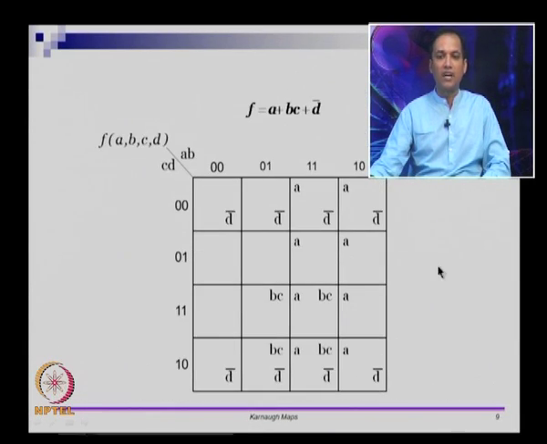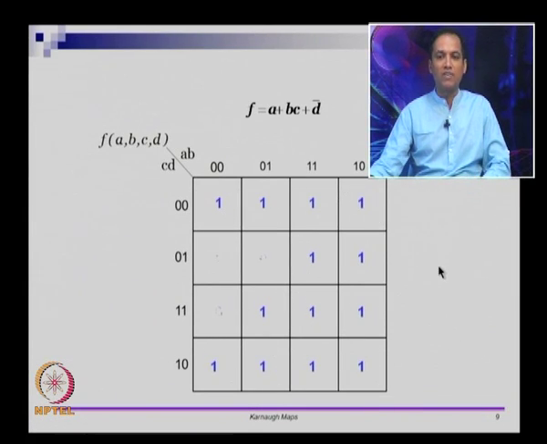And we can do the same thing that we did before: wherever you have an entry you put a 1, and wherever there are no entries you put a 0. This is also a valid K-map. So this is essentially a different way of holding the same truth table.